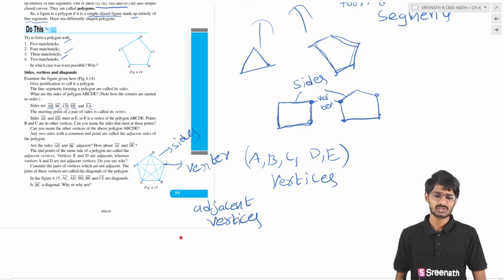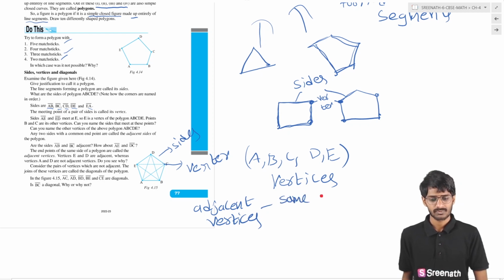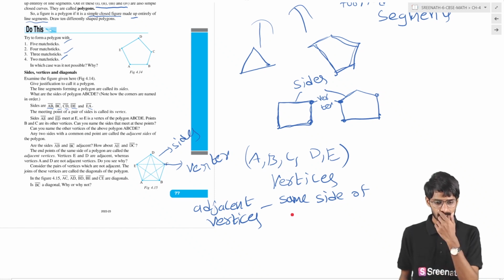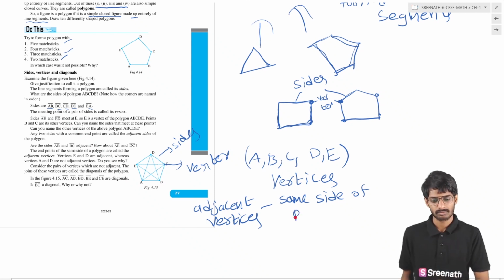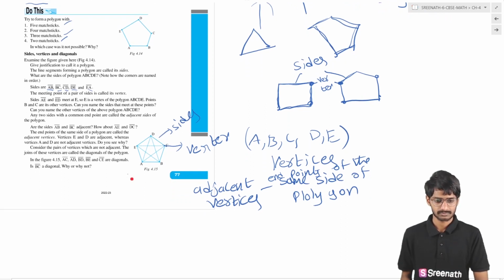What are adjacent vertices, students? The endpoints of the same side of a polygon are called adjacent vertices, students.